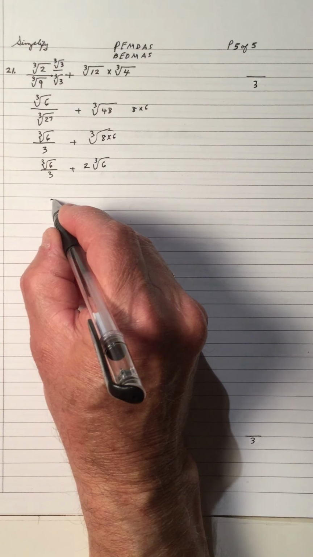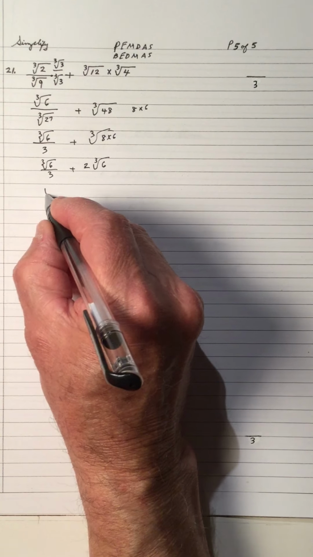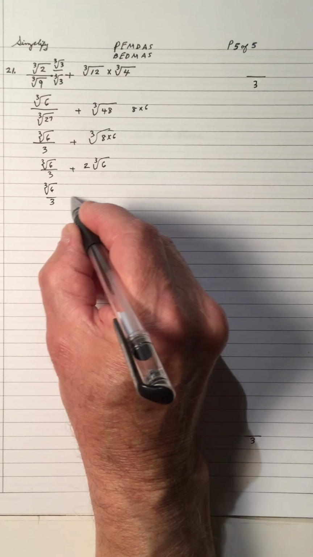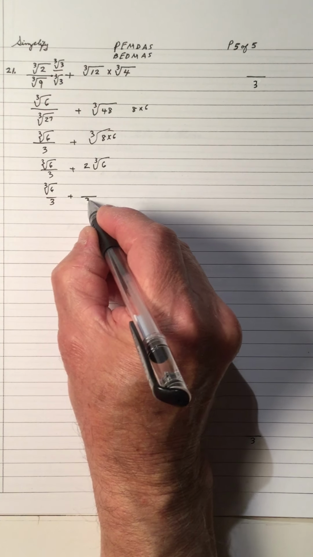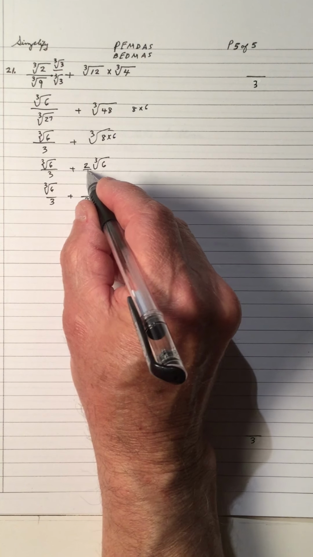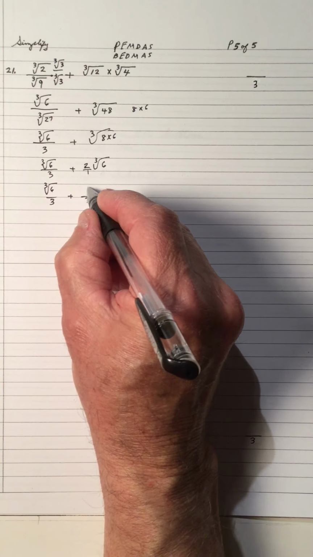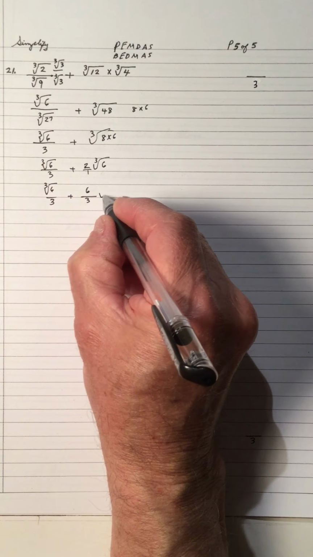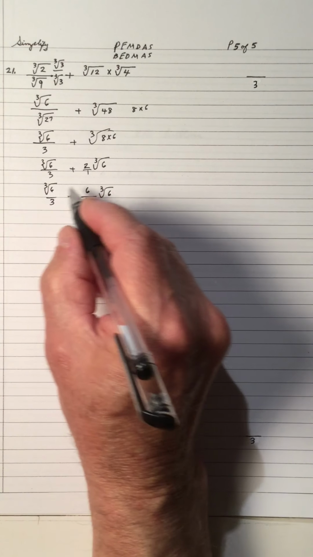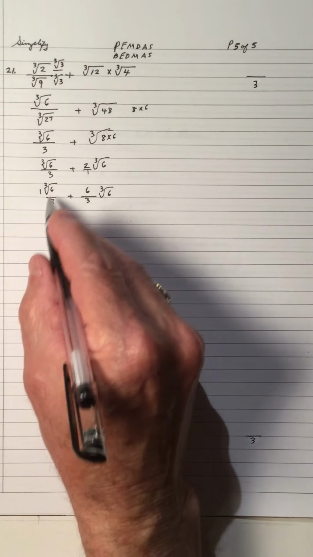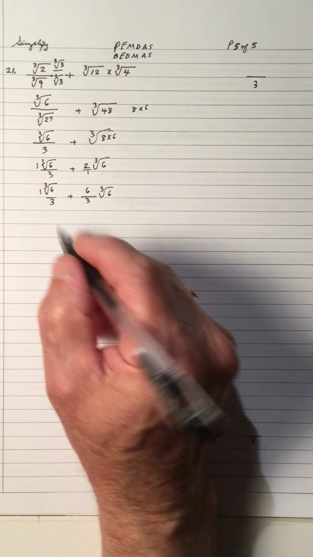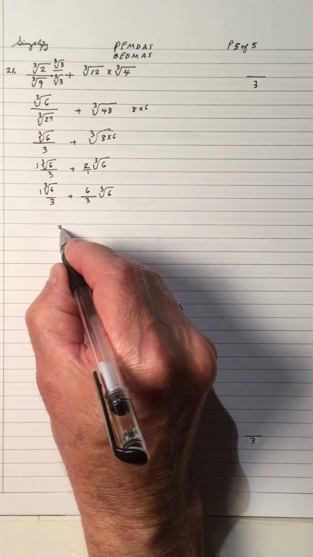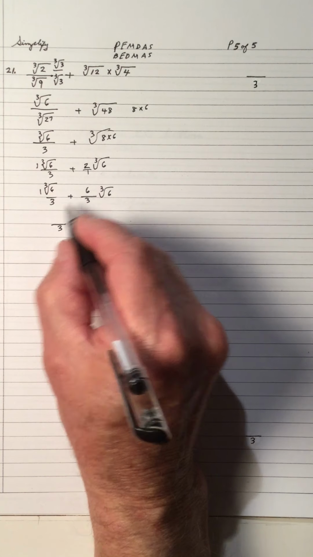Common denominator is 3. So this one is okay. We need a 3 for this one. This 1 into 3 goes 3. 2, 3, 6. 6 over 3 is the same as 2. We now have, that's a 1. Understood. And we add, common denominator is 3. 1 plus 6 is 7.